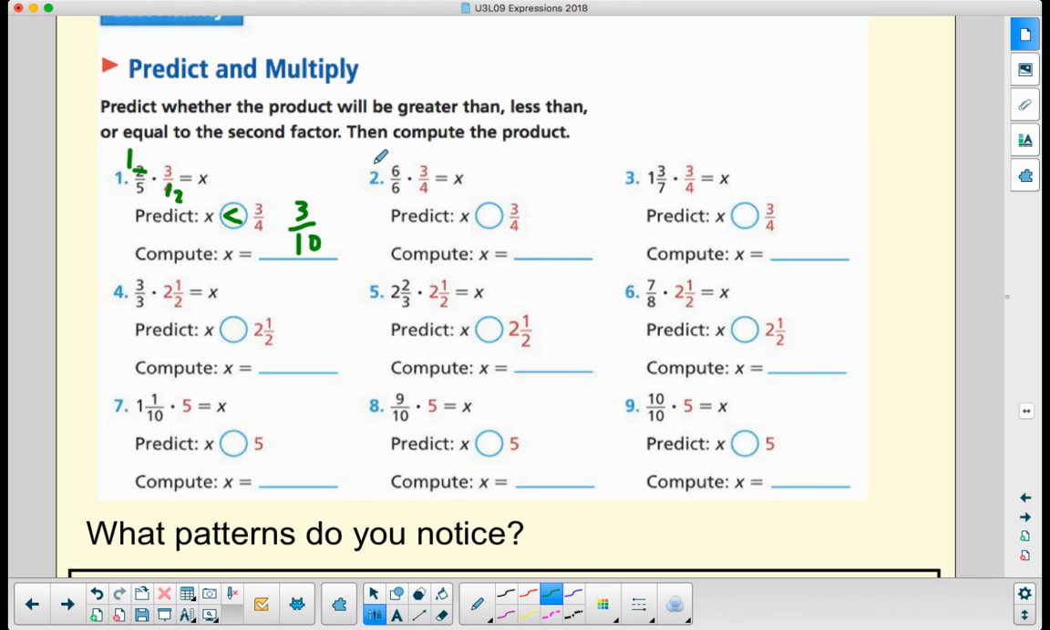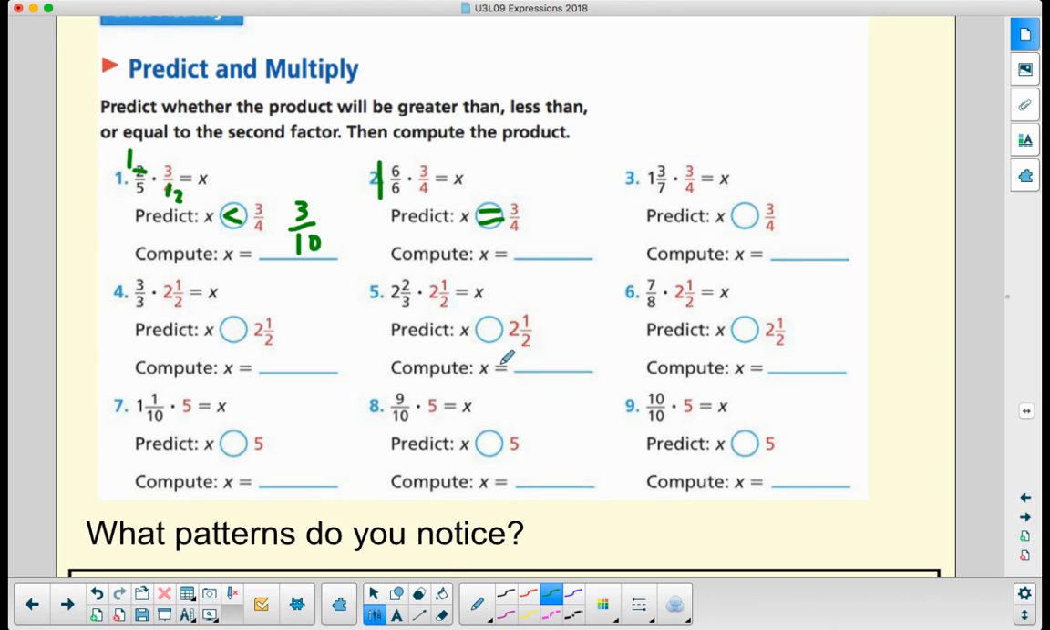Let's take a look at number 2 now. 6/6 multiplied by 3/4 equals x. So is x going to be greater or less than 3/4? Well, let's see. I'm taking 6/6 of the 3/4. Well, 6/6 is equivalent to 1 whole. 1 multiplied by 3/4 is 3/4. It's going to be equal.